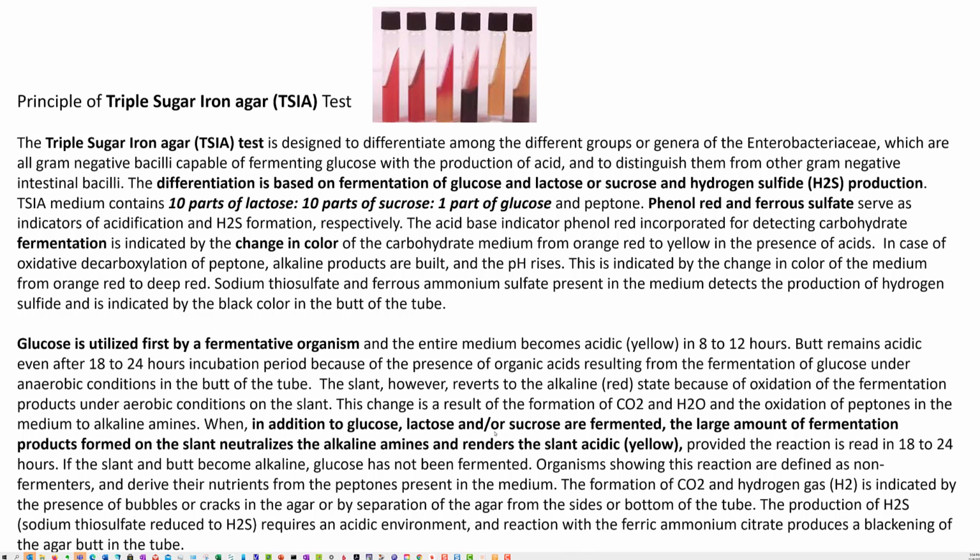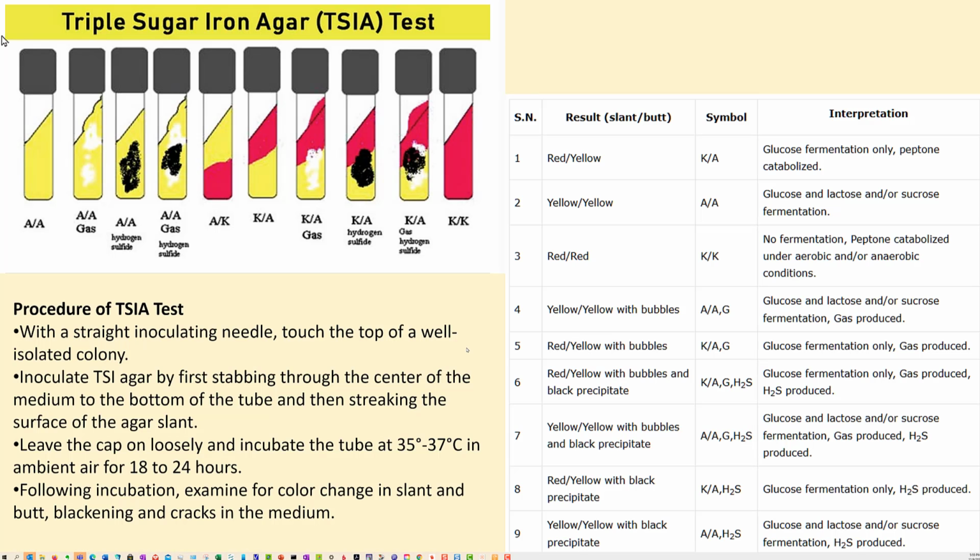So in addition to glucose, lactose and sucrose are fermented, and a large amount of fermentation products formed on the slant neutralizes alkaline amines and renders the slant yellow. And that's if it's read in the 18 to 24 hours. So if you read them early on, you can get the red and yellow, and then the hydrogen sulfide comes on a little bit later, from 18 to 24. And sometimes it produces gas. You can see the media just lifting up, and so we can say that it's reported as gas fermenting.